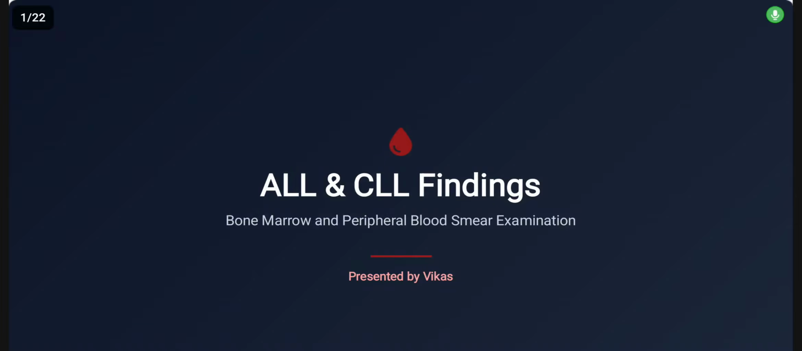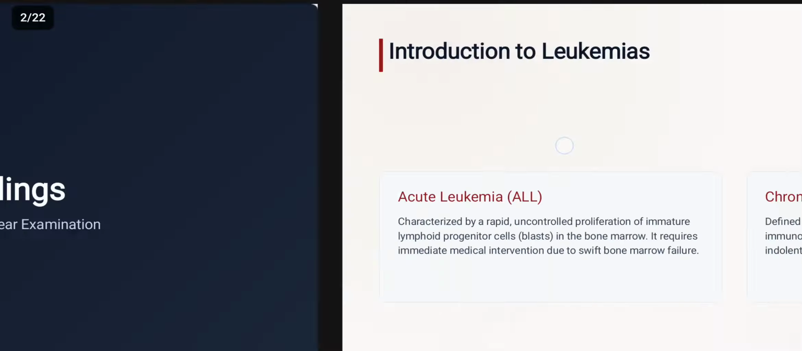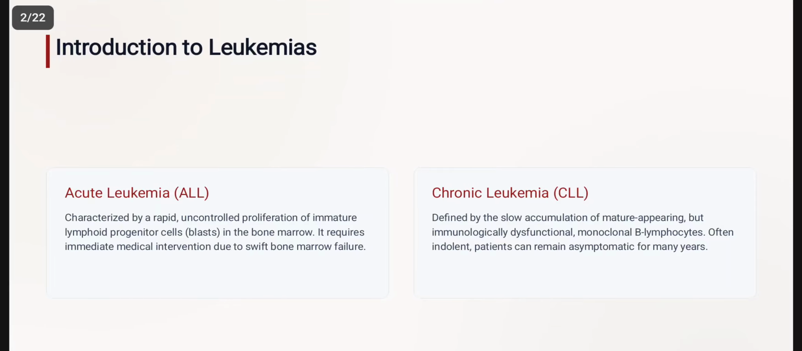I am discussing the topic of ALL and CLL findings. Introduction to leukemia: acute leukemia and chronic leukemia. Acute leukemia is characterized by rapid, uncontrolled proliferation of immature lymphoid progenitor cells in the bone marrow. It requires immediate medical intervention due to bone marrow failure.